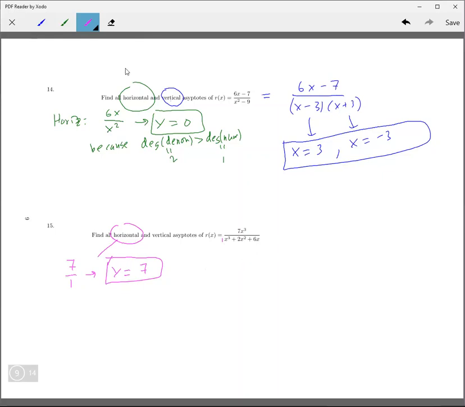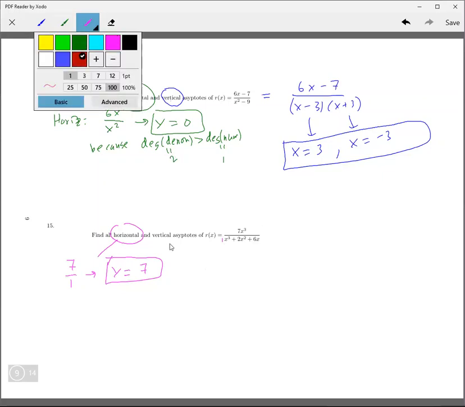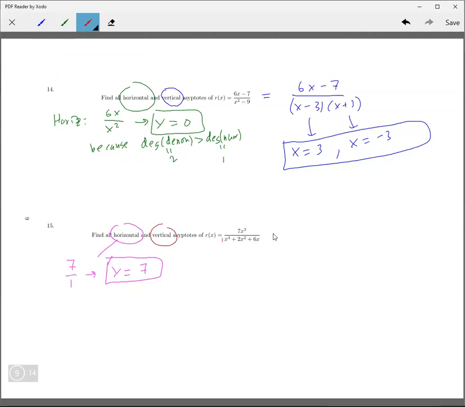Okay, now for the vertical asymptote, let's see here. Let's do this in red. So for the vertical asymptote, what you want to do is factor both of these. Here you can factor an x out.